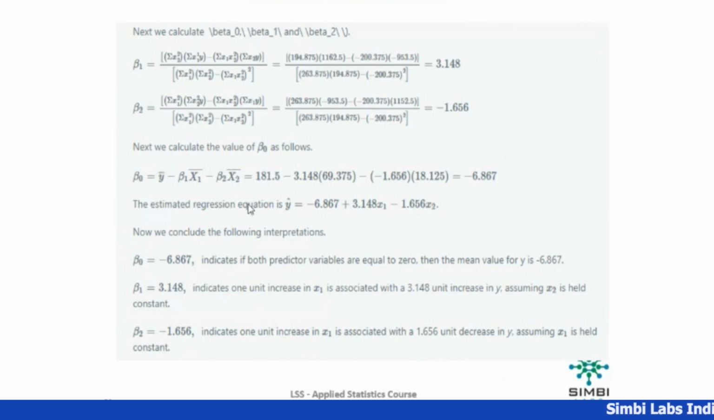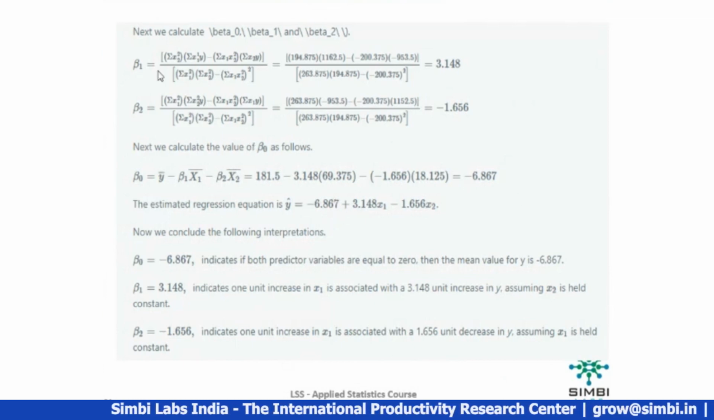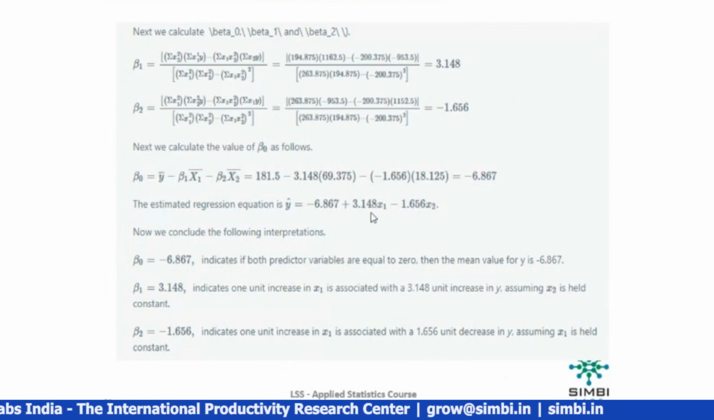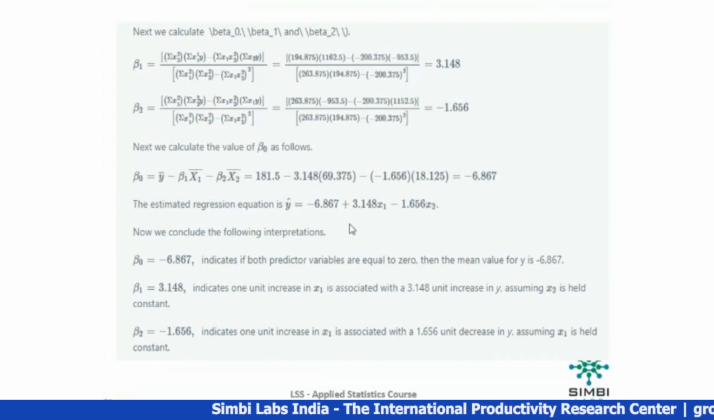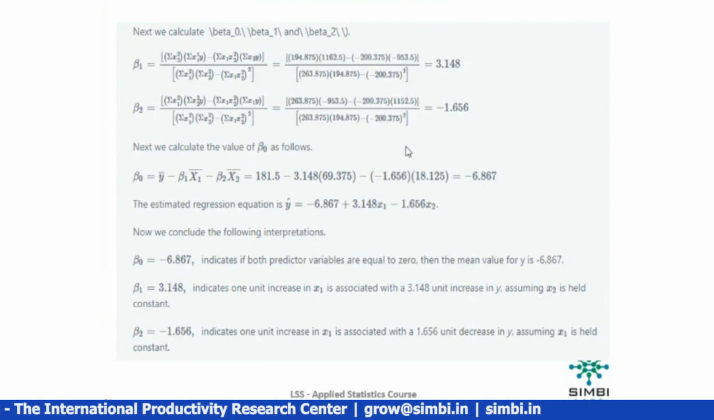So the estimated regression equation is y cap equal to b0 plus one independent variable, 3.148, minus another independent variable value, 1.656, and we need to do the calculation for that. So now we can conclude that beta 0 equals minus 6.867, and beta 1 equals 3.148, another one is minus 1.656.